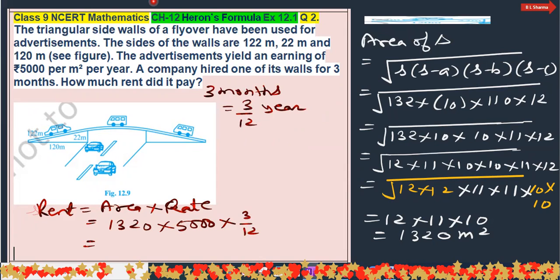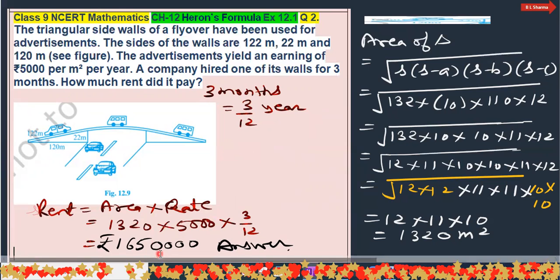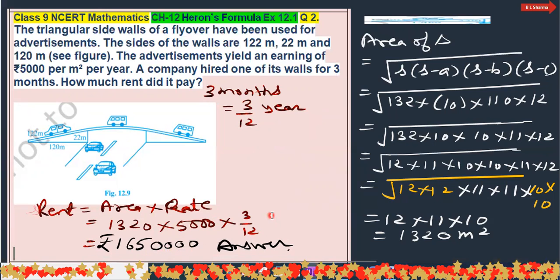On calculating, it gives us 165,000 rupees, and that is the answer of this question. इसका जो रेंट पे करना होगा for 3 months only, that will be 165,000 means 16,50,000 rupees. That's all for this question.